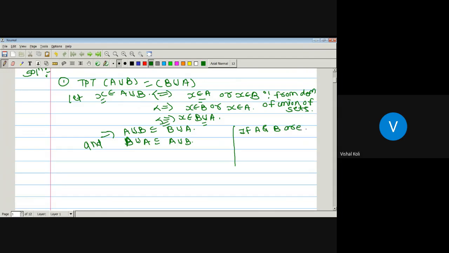Okay, so here we know one property: if A and B are two sets such that A is a subset of B and B is a subset of A, then A must be equal to B. We have already seen this property. So here A union B is a subset of B union A, and B union A is a subset of A union B, which implies from this property that A union B is nothing but B union A, and that is what we have to prove, that is A union B equals B union A, and hence the required result.